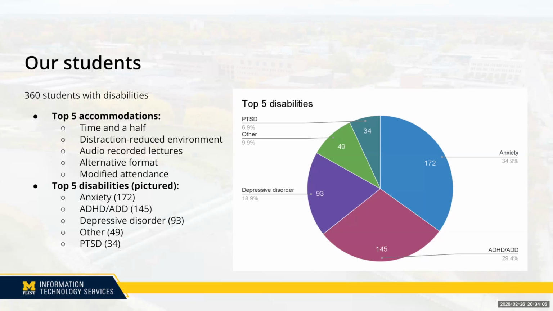The most common accommodations include extended testing time, distraction-reduced environments, recorded lectures, and alternative formats for assignments and readings, things of that nature. And the top 5 disabilities being reported include anxiety, ADHD, depressive disorder, and PTSD, which are all in that invisible disability umbrella.